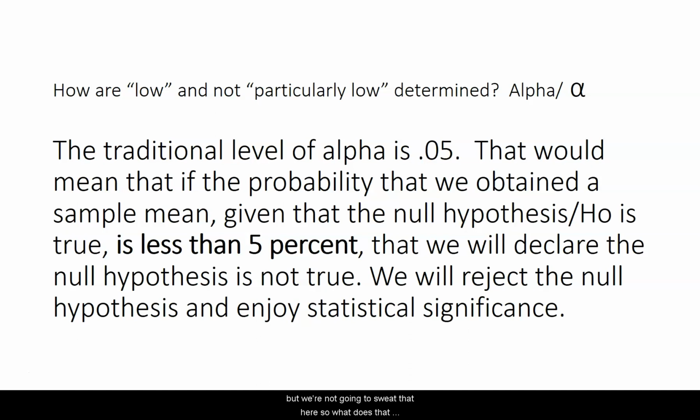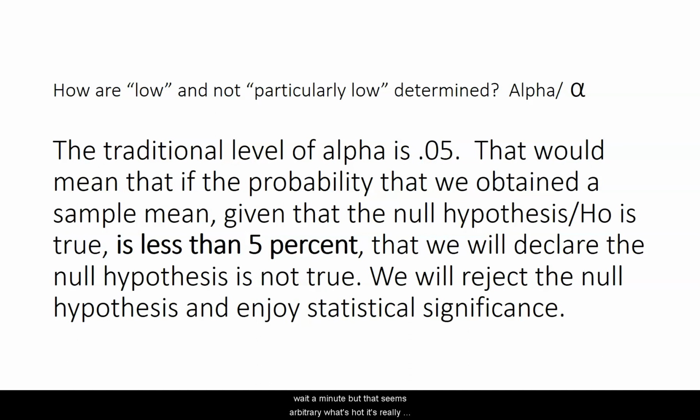So what does that mean? That would mean that if the probability that we obtained a sample mean, given that the null hypothesis is true, is not just low, but is less than 5%, and we can ascertain that on the distribution of sample means, then we will declare that the null hypothesis is not true. We'll reject the null hypothesis and enjoy statistical significance. Now, if alpha was 0.01, it would have to be less than 1%. So we'll operate under that assumption, and we'll treat both 0.05 and 0.01 alpha levels accordingly, as you'll see. But that's what low means.